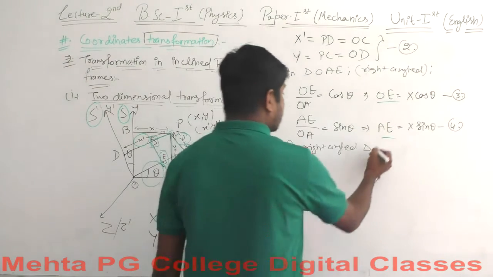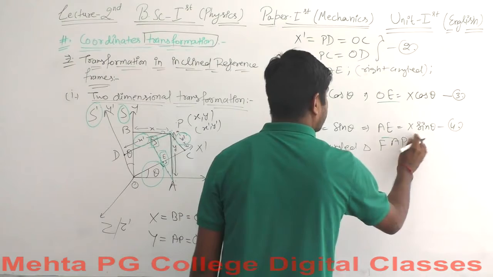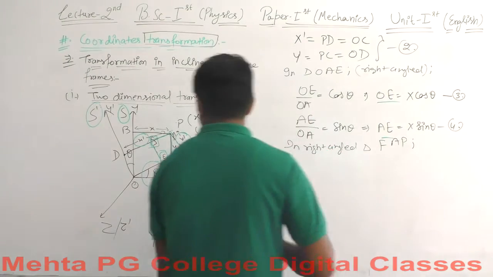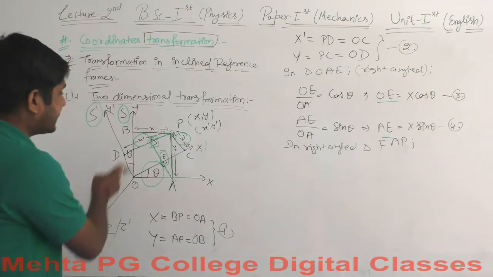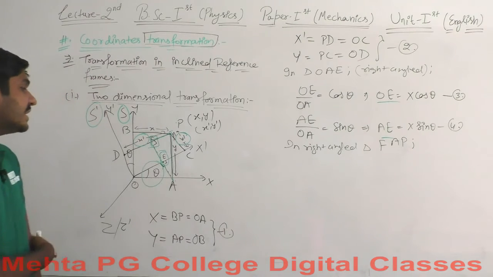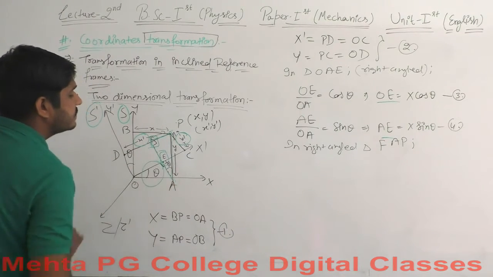In right angle triangle FAP. Okay, so let's find out what we have here in the triangle FAP. Let's say AF over AP. This is again the angle theta here.